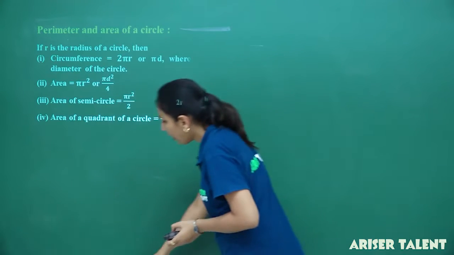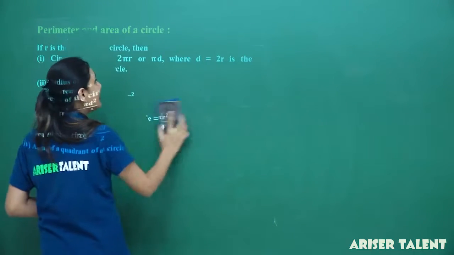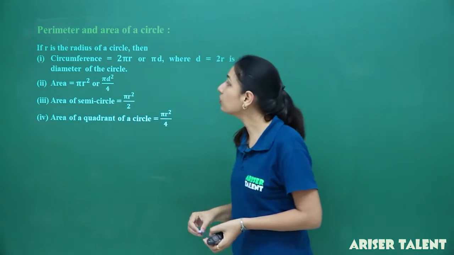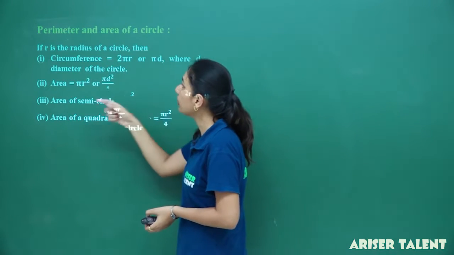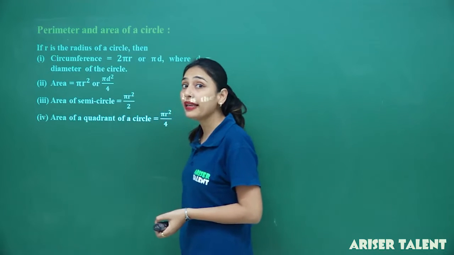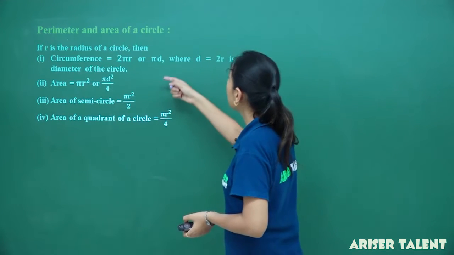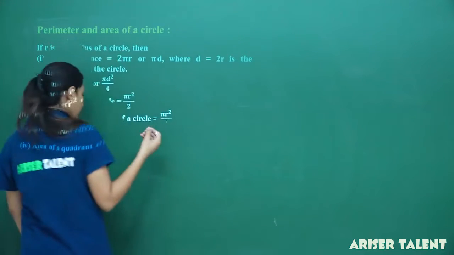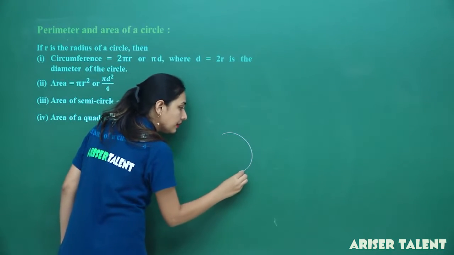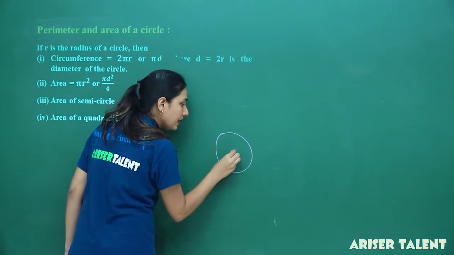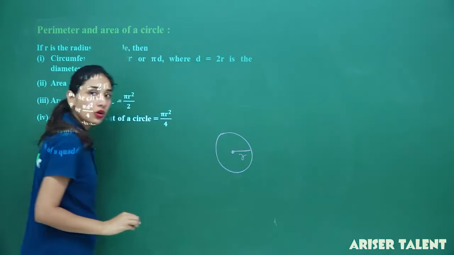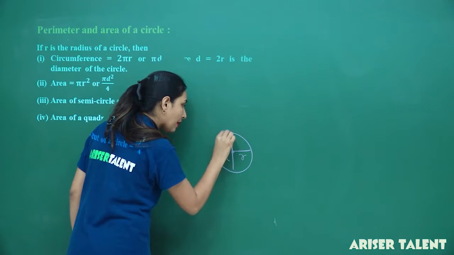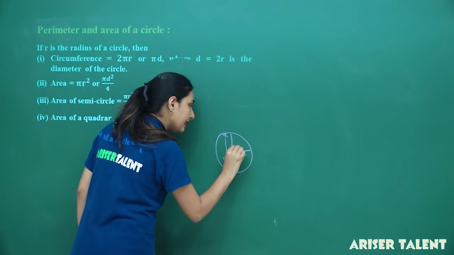Perimeter and area of a circle. Now, I am having some calculations of perimeter and area of circle. So, students, it's interesting to know that the circumference is 2 pi r, or pi d. Now, how are 2 pi r and pi d connected? If you are having this circle and this be your radius r, then the diameter will be this complete d, and this is your radius r.